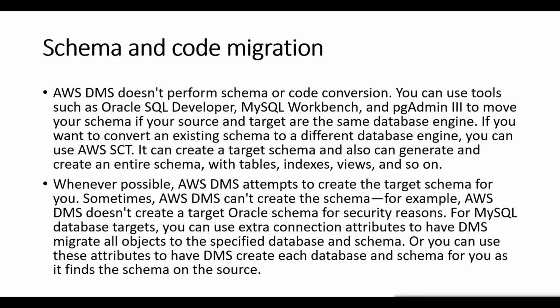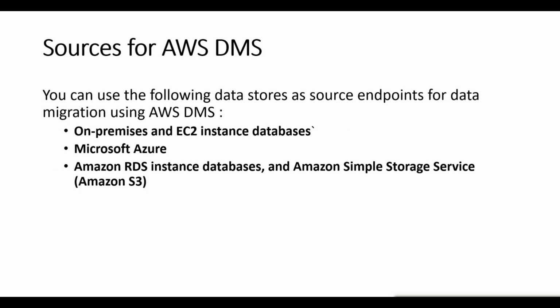Whenever possible, DMS attempts to create the target schema for you. Sometimes AWS DMS cannot create the schema. For example, as I mentioned earlier, it cannot create a target Oracle schema for security reasons. For MySQL database targets, you can use extra connection attributes to have DMS migrate all objects to the specified database and schema, or have DMS create each database and schema for you as it finds the schema on the source.